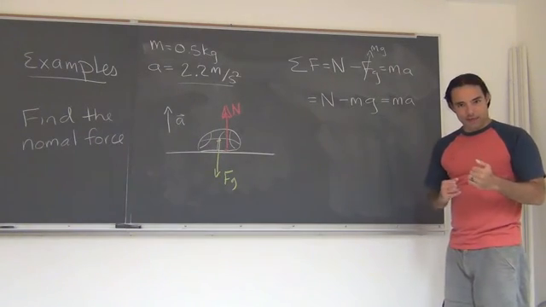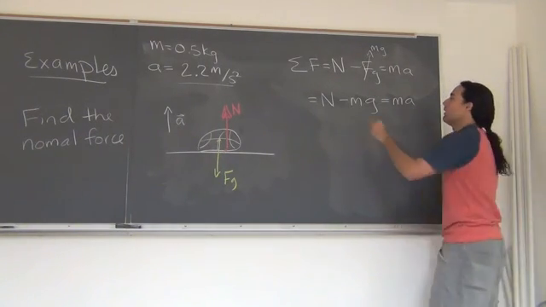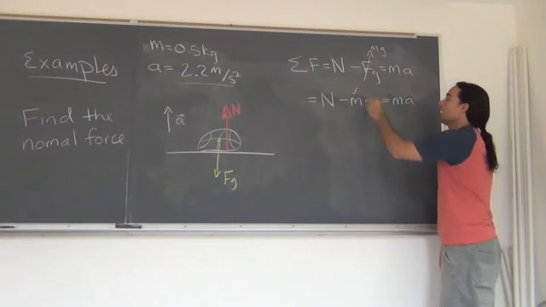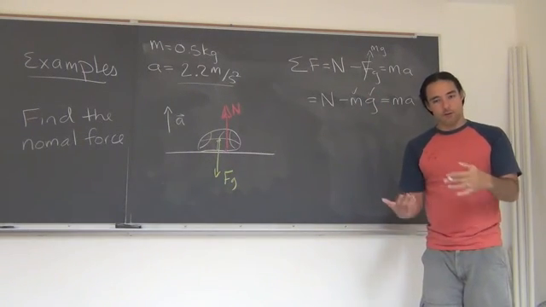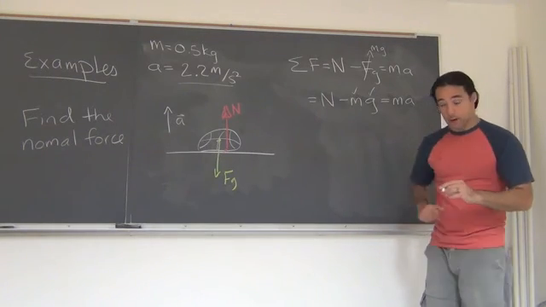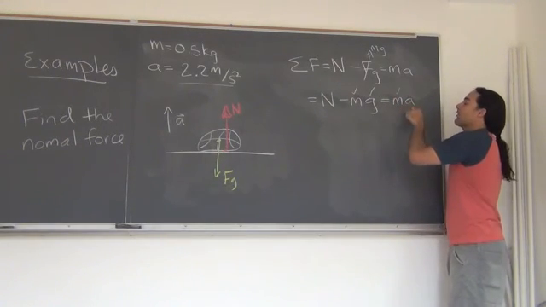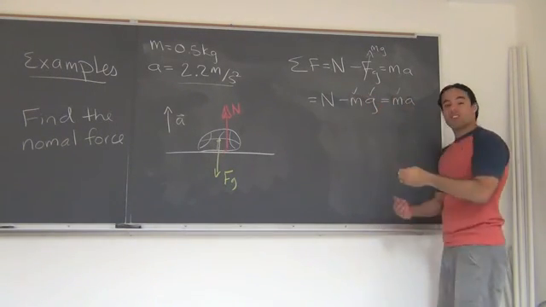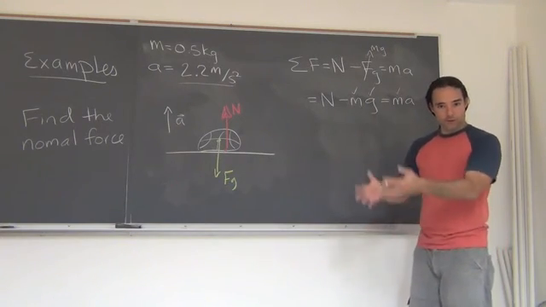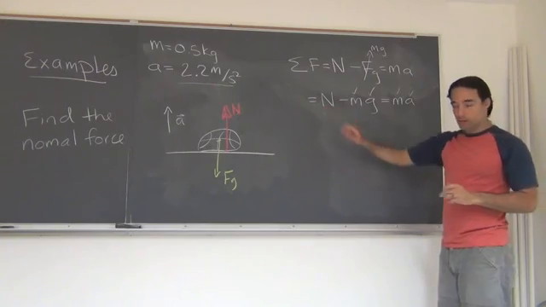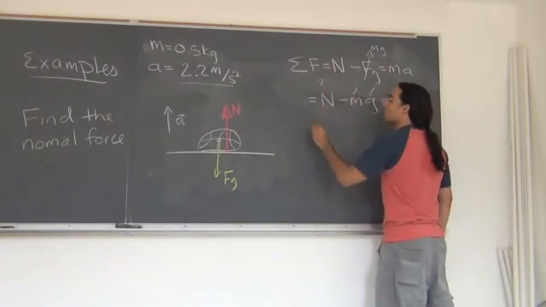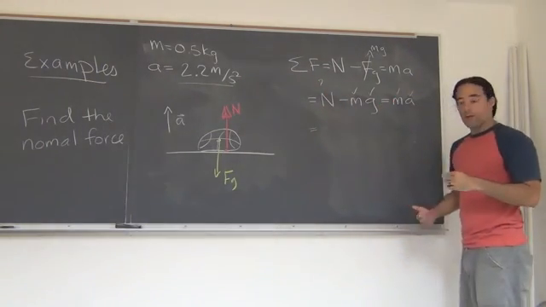Looking at this, let's see if we have enough information to solve. I've got my mass. I know the gravitational field at the surface of the Earth is always 9.8 meters per second squared. Still have my mass. The acceleration I was given, now it's accelerating up. The basketball is accelerating up at 2.2 meters per second squared. The only thing I don't know is my normal force, so I can solve for that normal force.